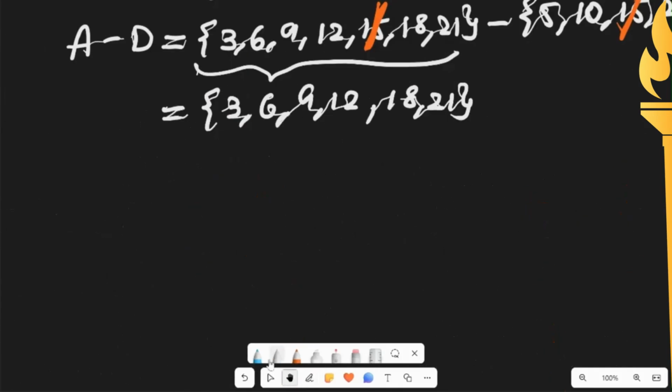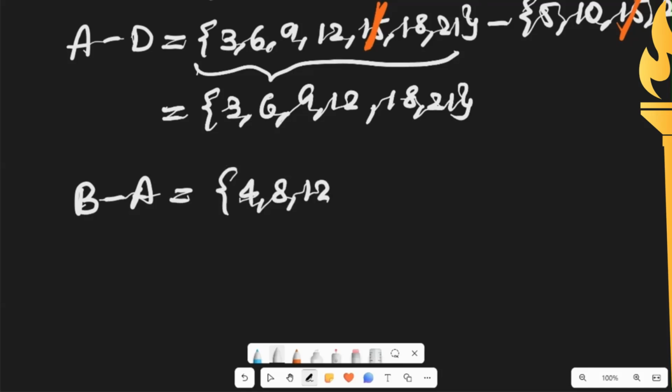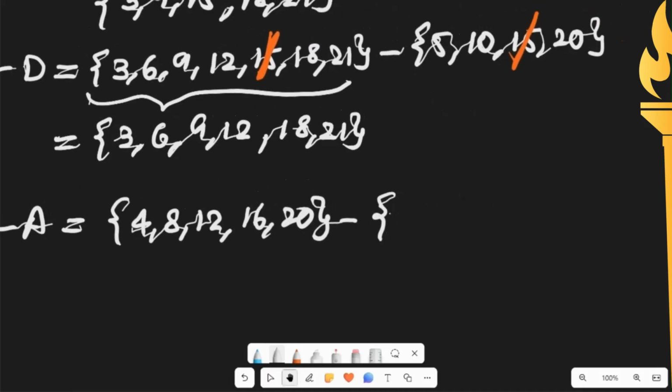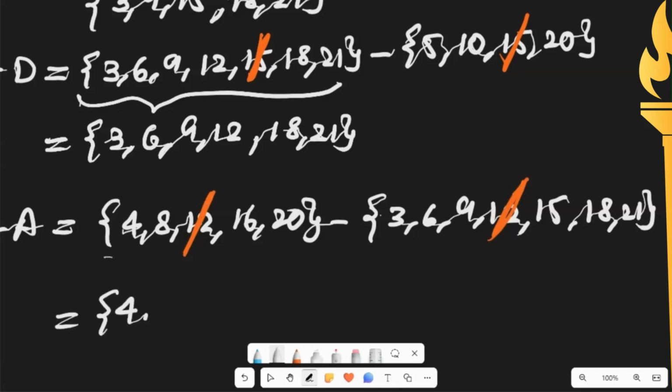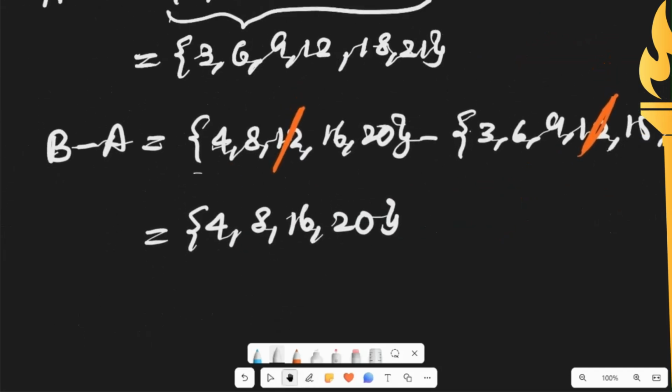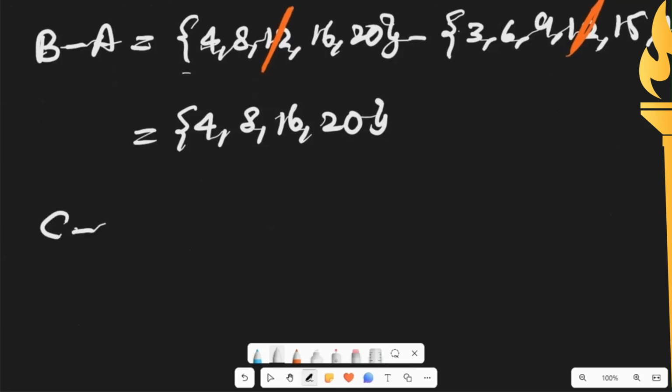Next we have B minus A. Set B contains 4, 8, 12, 16, and 20 minus set A contains 3, 6, 9, 12, 15, 18, and 21. If we cancel out the common terms, we have only one term common, which is 12. And if we write the rest of the elements in the first set, we would get 4, 8, 16, and 20.